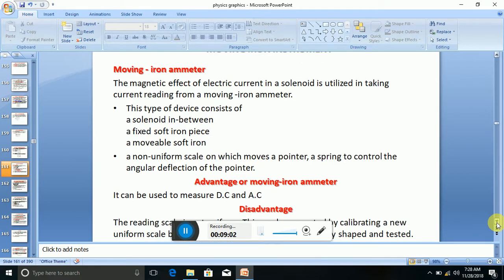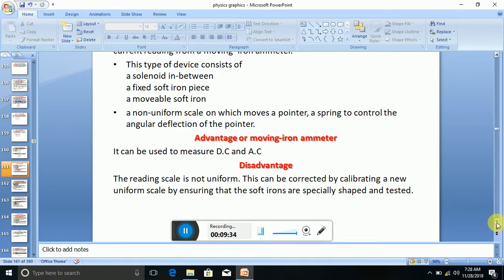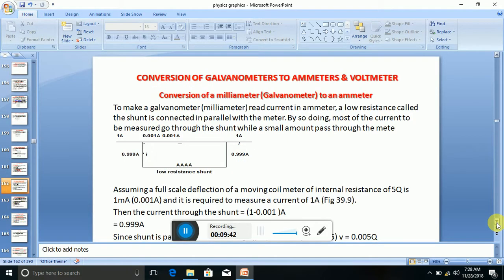So what are the advantages of a moving iron ammeter? It can be used to measure DC and AC. So you can use it to measure both DC, that is direct current, and alternating current. What are the disadvantages? The reading scale is not uniform. This can be corrected by calibrating a new uniform scale by ensuring that the soft irons are specially shaped and tested. So that's how you take care of the disadvantage of not having a uniform scale for a moving iron ammeter.